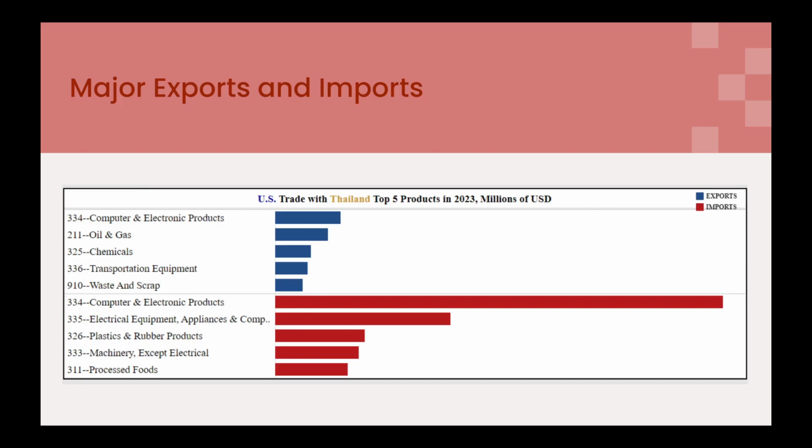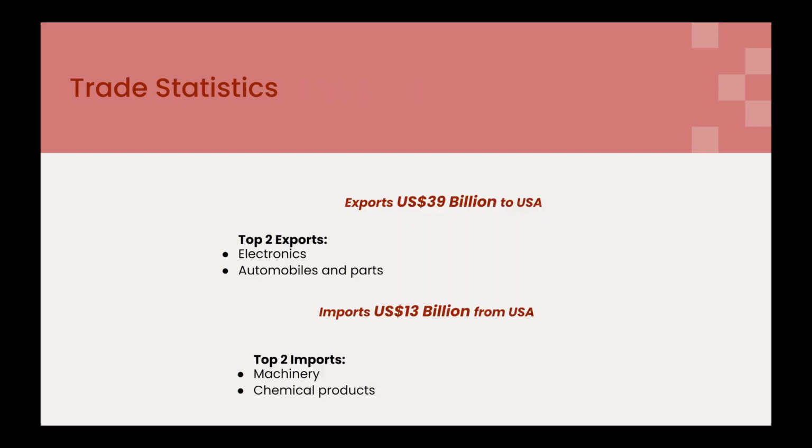These are the major imports and exports. Trade statistics: in 2022, Thailand exported approximately 39 billion in goods to the US while importing around 13 billion. Major exports include electronics and automobiles, while top imports are mechanical and chemical products.